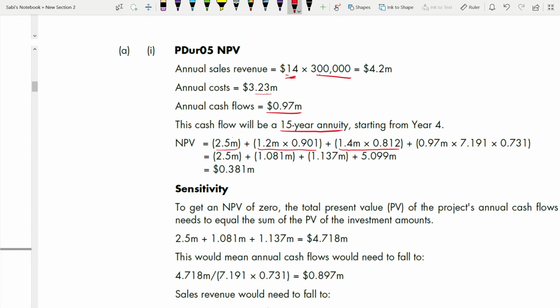Your annual cash flow, this 0.97 which you have calculated, is for year 1, 2, 3 and year 4. And from year 4 onwards for 15 years, it's an annuity factor. So for year 4, 11%, 15 years, this is the annuity factor. Go and check the table. You should know how to get the figure from the annuity factor table. And then you need to discount this back to year 0.